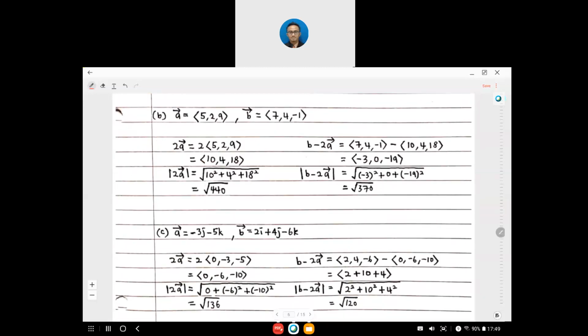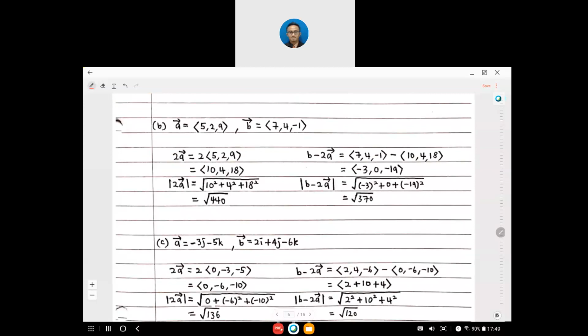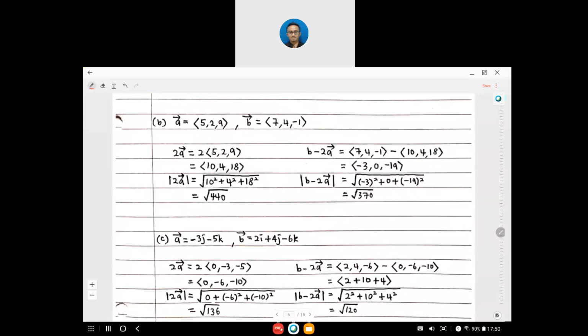For question B, we have vector A, which is 5, 2, 9, and vector B is 7, 4, negative 1. And then you want to find vector 2A, just times 2: 2 times 5, 2 times 2, 2 times 9. So you can get 10, 4, 18. And then magnitude of 2A, you can get square root of 10 squared plus 4 squared plus 18 squared. So you can get 4, 4, 0.